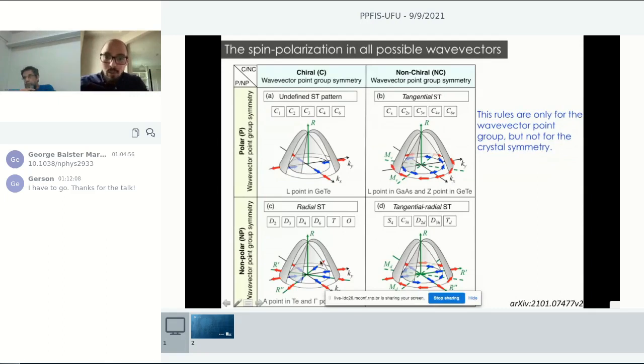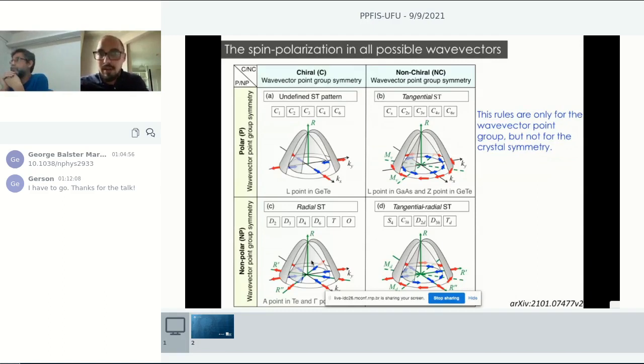And also, when we have this kind of spin texture that we call radial, also known in papers as Weyl spin texture, we can actually see that there is a relation between the symmetry we have and the kind of spin texture. And this is not related to topology. I mean, we don't need to have a Weyl semimetal to have this kind of spin texture. But it turns out that most of these Weyl semimetals are chiral.